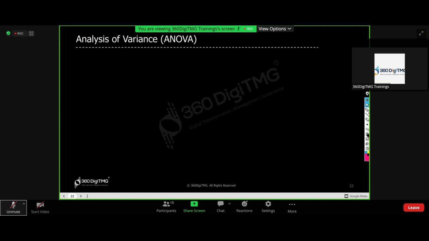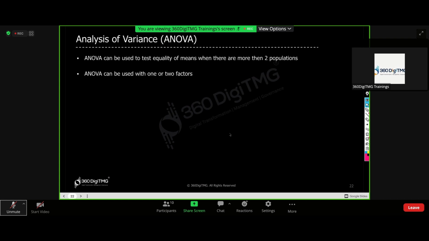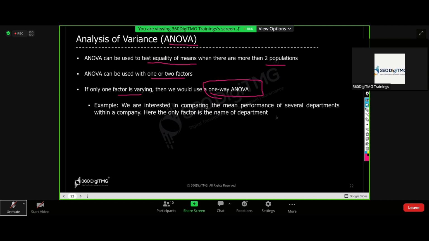So now about analysis of variance, we do have ANOVA, as I said. It can be used to test equality of the means when we have two or more than two populations, and it can also be used with one or two factors. If you have only one factor which is varying, then you use one-way ANOVA. There are 2 types of ANOVA.